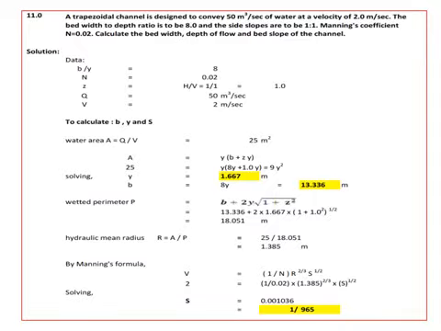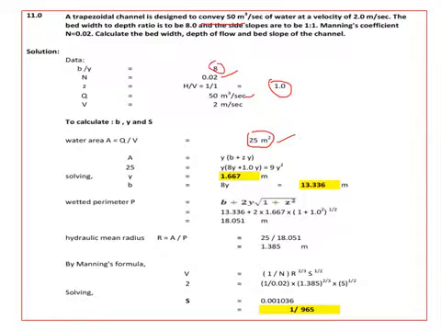Now a trapezoidal channel is designed to convey 50 meter cube per second. So therefore discharge is 50 meter cube per second, with a velocity of 2 meter per second. So since discharge is given, velocity is given, you can calculate area. Okay, so area is discharge divided by velocity, so 25 meters square. So now the side slope is 1:1, so z is 1. Manning's constant is given as 0.02, and only here in this case the bed width to depth ratio is given, so b by y is 8.